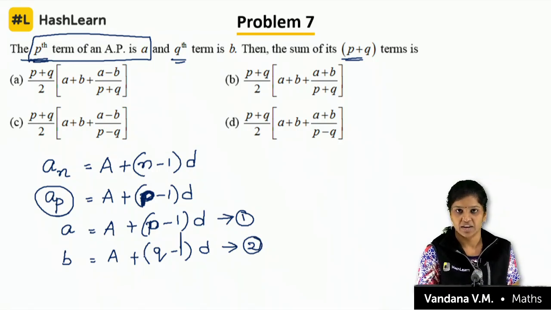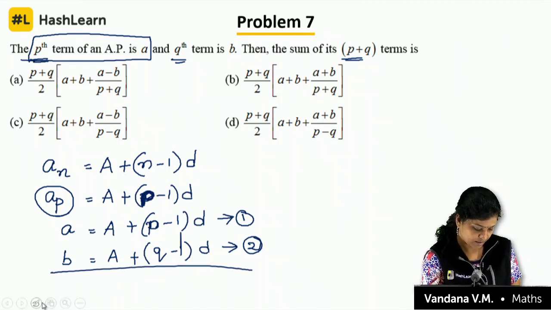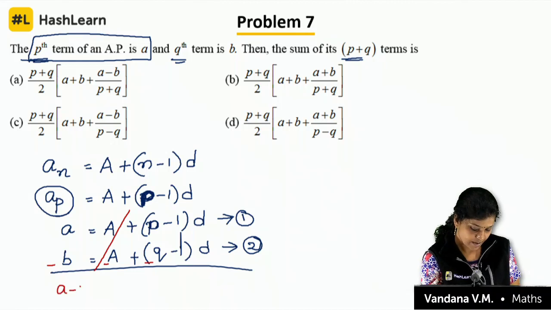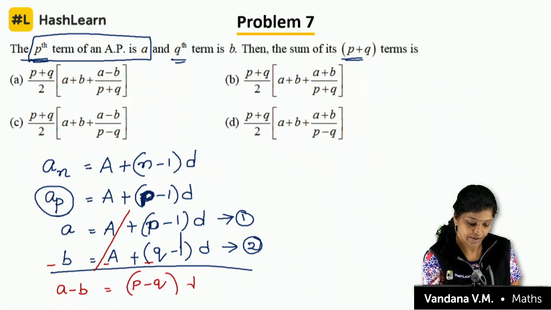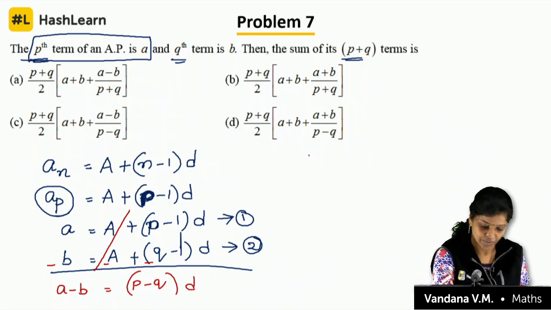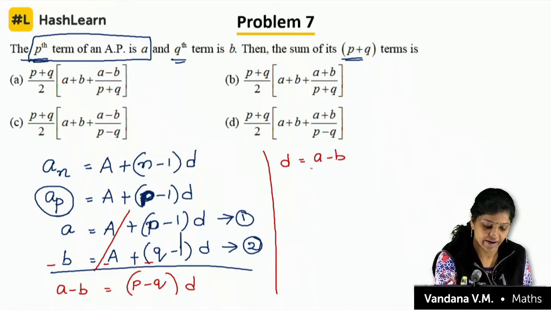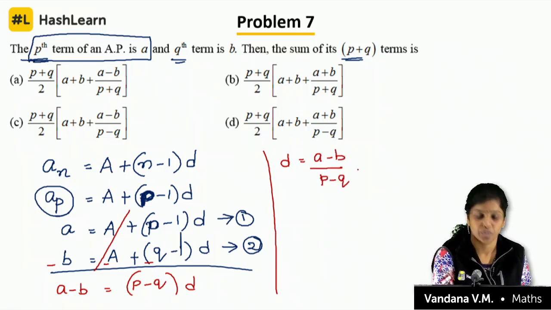Whenever we have equations like this, you can add, subtract, or multiply, whatever you want. But here, if I add, what will I get, and if I subtract, what will I get? If I subtract, look here: minus, minus, minus, this will get cancelled. A minus b is equal to p minus q into d. I will get the d value, that is d is equal to a minus b divided by p minus q.